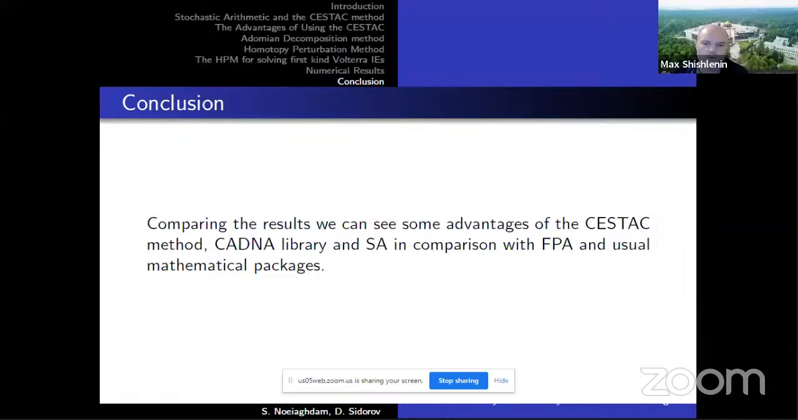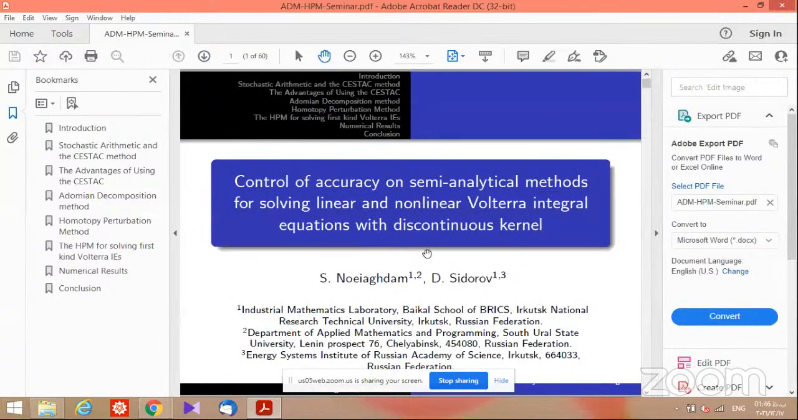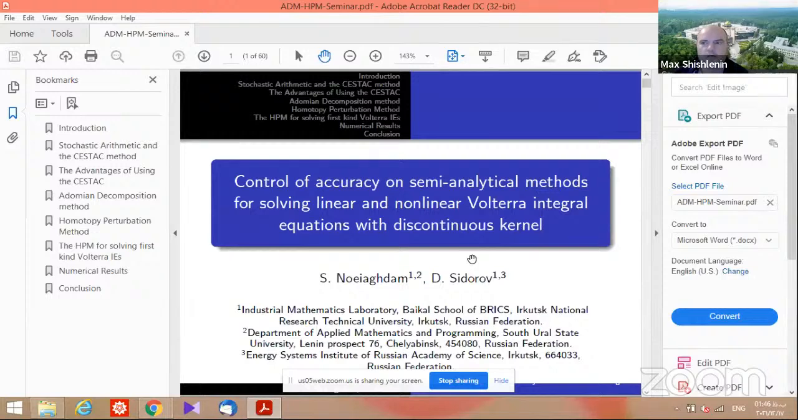Okay, thank you for your talk. Colleagues, any other questions? Well, I have a question. Do you investigate how the number of iterations is related to rounding errors? Sorry, could you repeat your question? Do you investigate how the number of iterations is related to rounding errors?